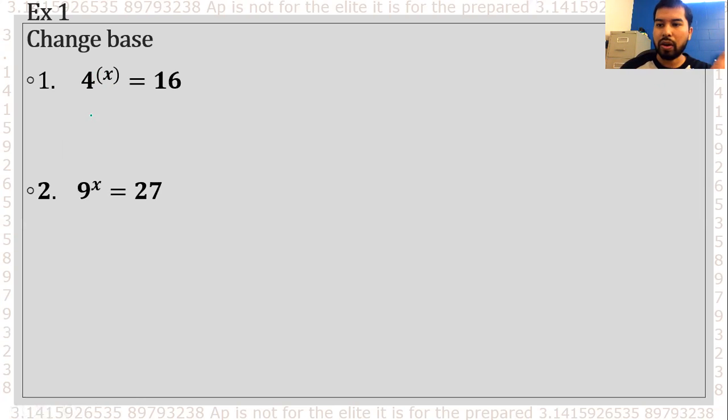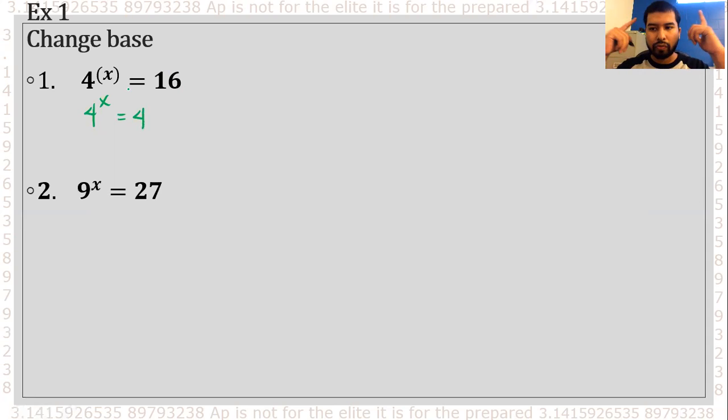So I have 4 to the x. Okay, there's no way to rewrite that. It's just 4 to the x, unless I go a number down, but let's not do that. Okay, how about 16? Is there a way to write 16 in a base of 4, right? In a base of 4.